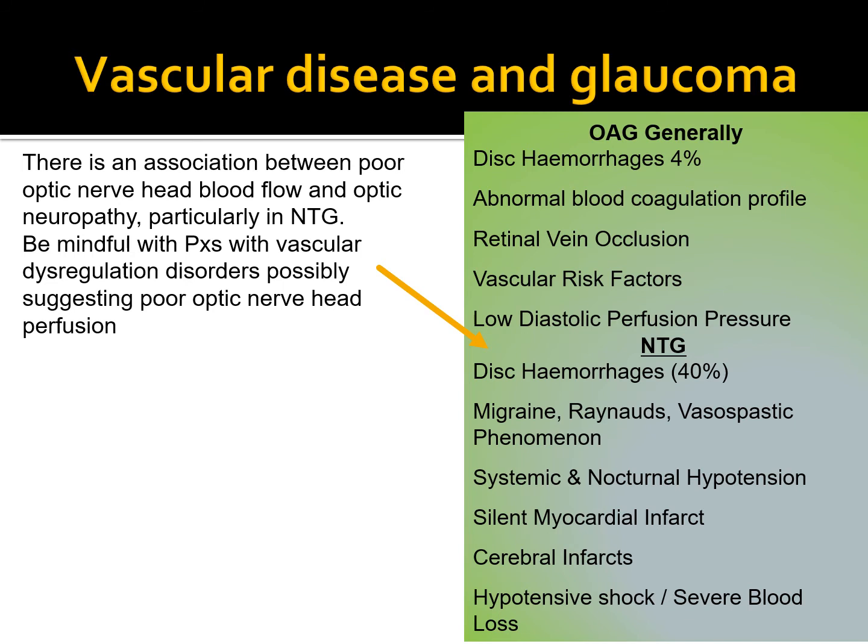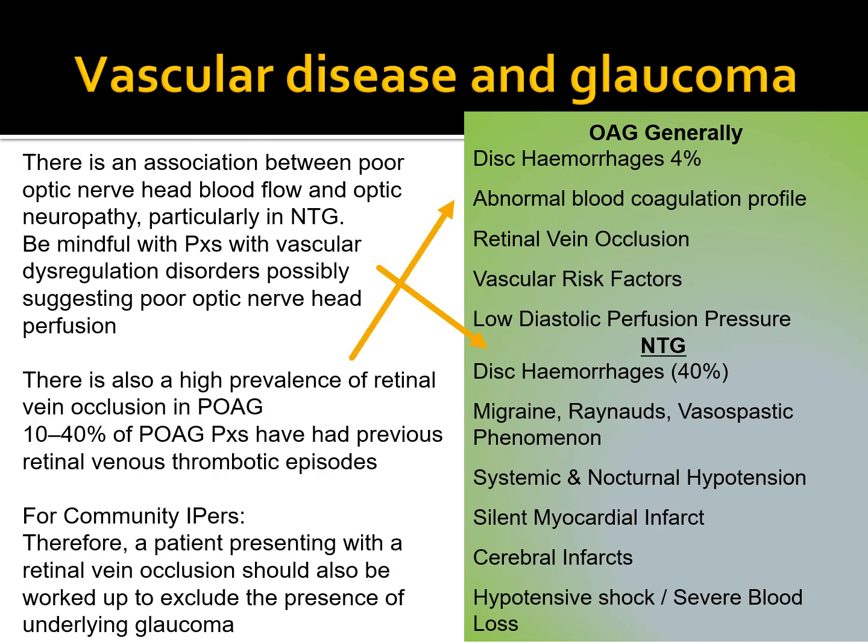vascular signs that could suggest normal tension glaucoma, because as we say, disc hemorrhages 40%, migraine, Raynaud's, systemic and nocturnal hypertension, silent myocardial infarcts, and so on. And then there's also high prevalence of retinal vein occlusion in glaucoma patients anyway. So 10 to 40% of POAG patients have had previous retinal vein thrombotic episodes. So, you know, there's something going on there, because that's certainly much higher than the normal population.